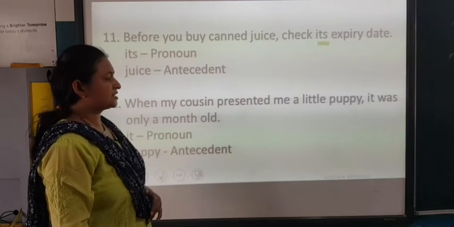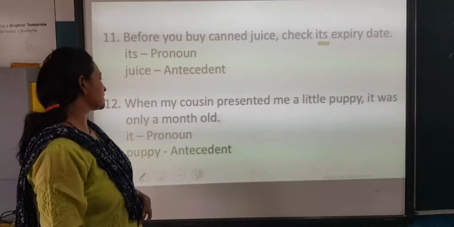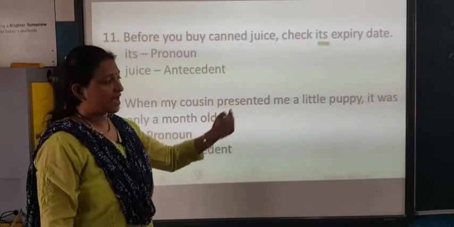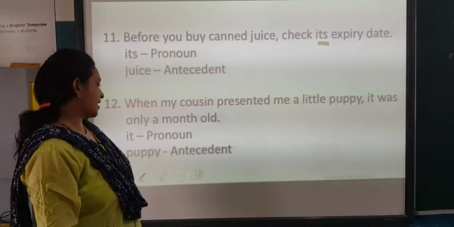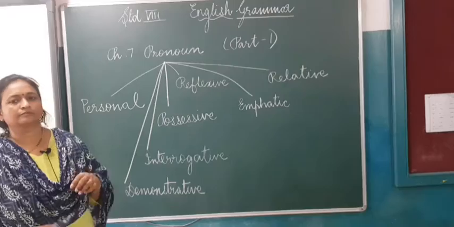When my cousin presented me a little puppy, it was a month old. So the pronoun, as you know, is "it" and the antecedent is "puppy".